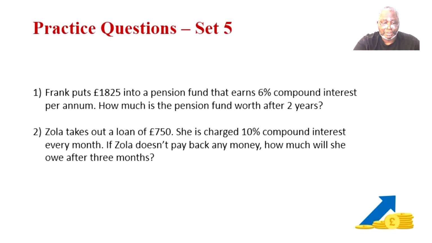Practice question set 5. Frankie puts £1,825 into a pension fund that earns 6% compound interest per annum. How much is the pension fund worth after 2 years?